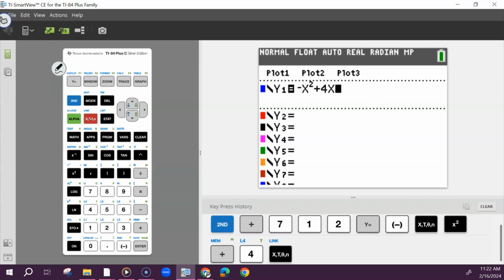Okay, now you can graph this, but that's not really what we need. We need to go to a table.